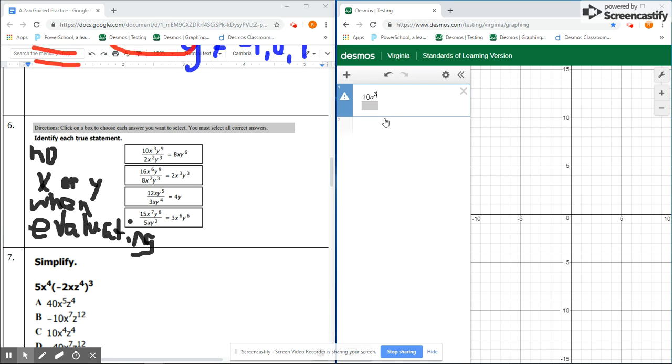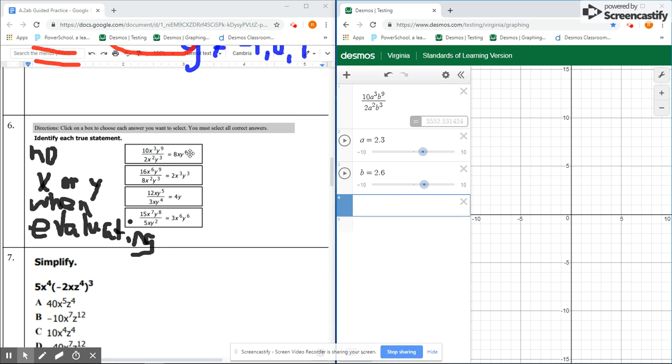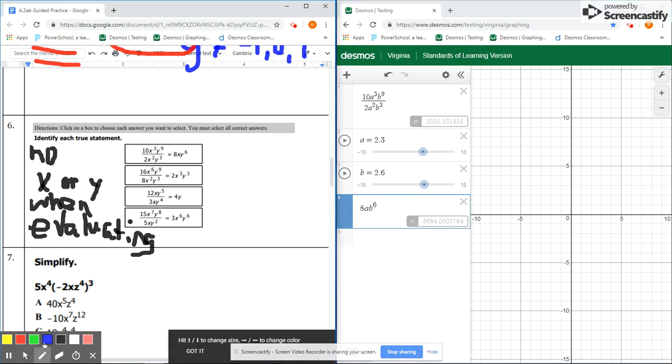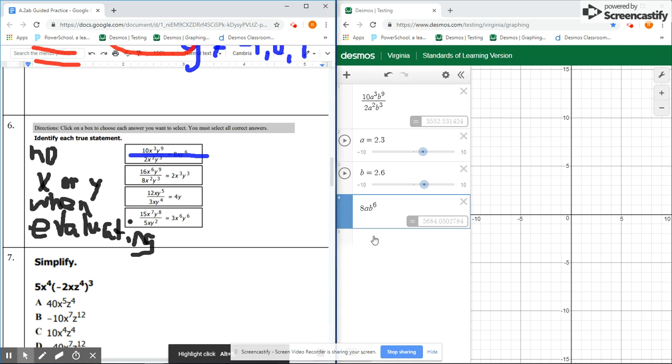So 10a to the 3rd, b to the 9th, divided by 2a squared, b to the 3rd. When I add a slider, a can't be 1, b can't be 1. It doesn't matter what they are. We get 3,552. I'm just going to type in what it's supposed to equal, 8xy to the 6th, so 8a, b to the 6th. And we get 5,684. That is not the same. It's not equivalent. This is not the answer. Then I'm going to ask you to pause and try C and D.